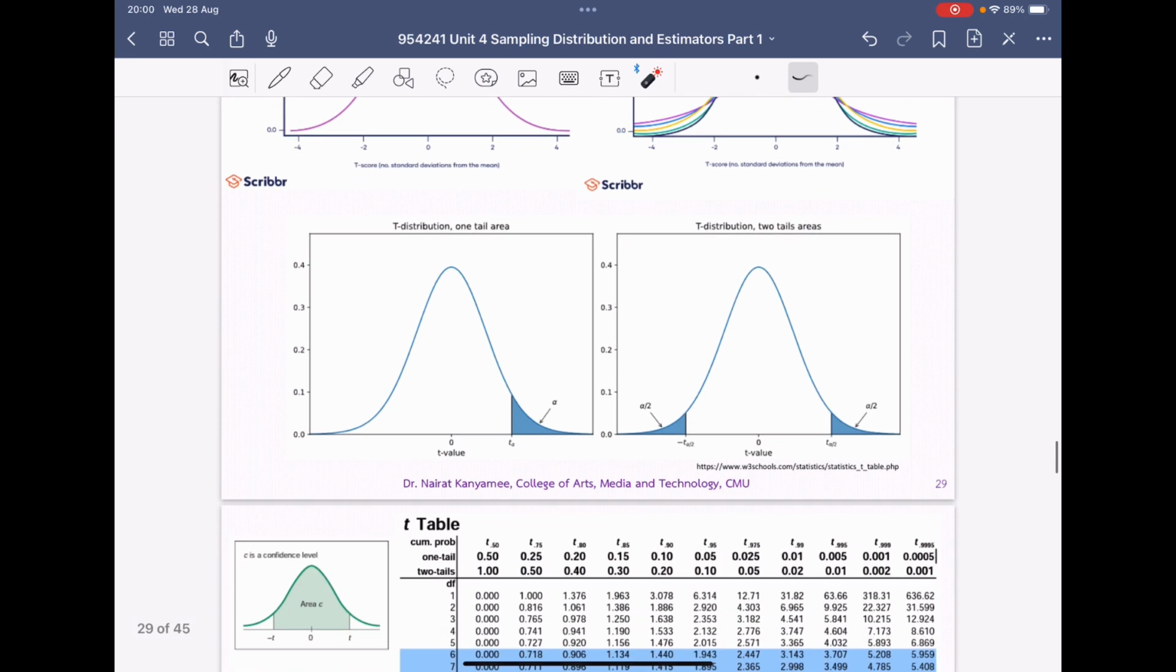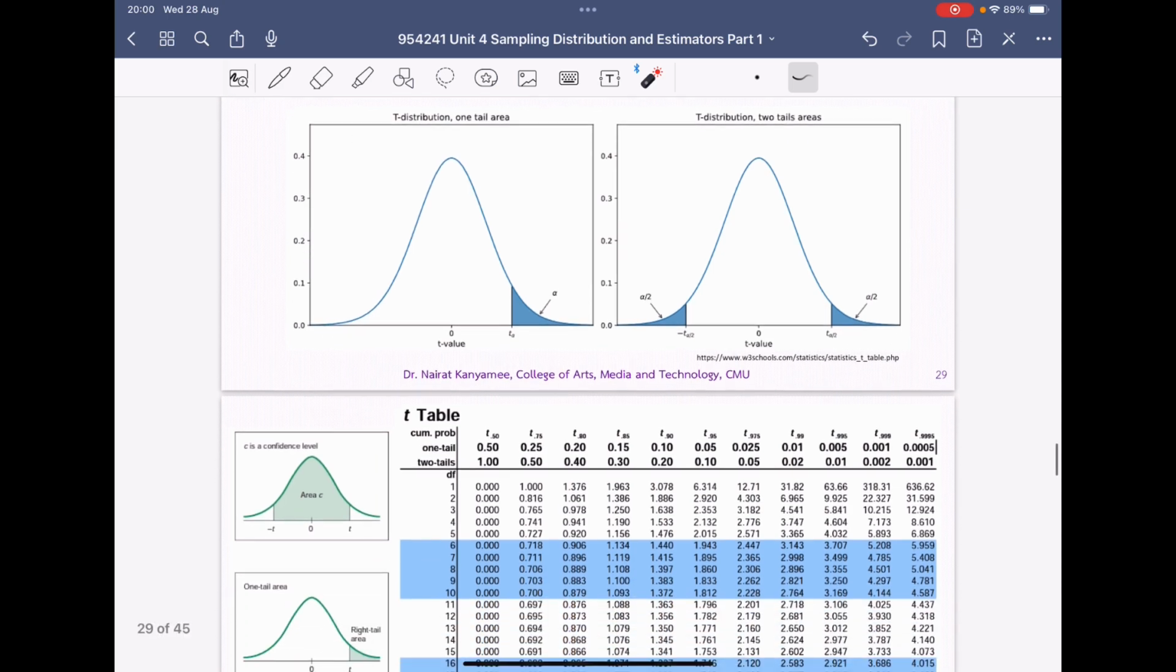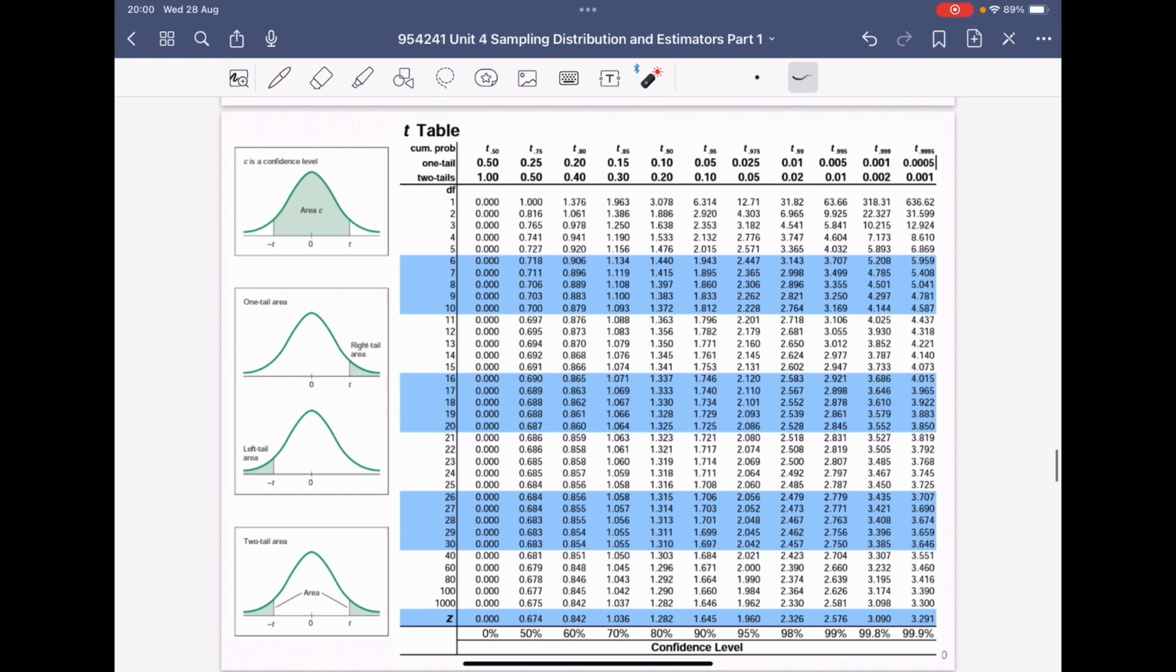The way to find the area is similar to the normal distribution. We have a table for the t distribution as well. This is the table for the t distribution. You need the degrees of freedom to find it. This has the common values. Other than this, we can use Python to find it.